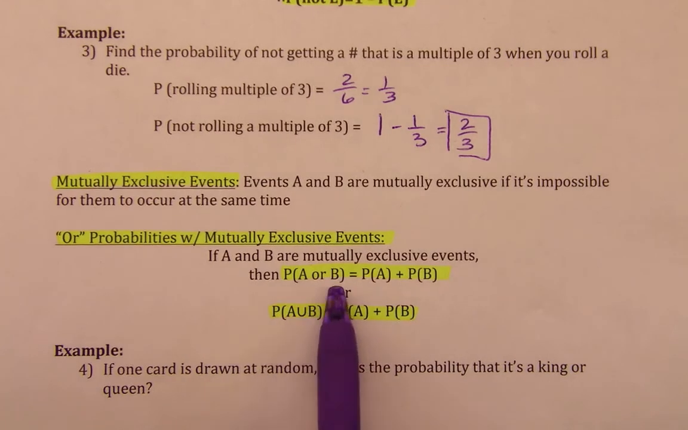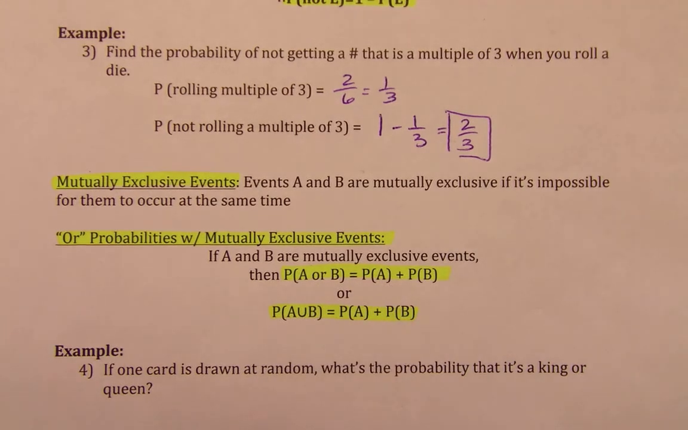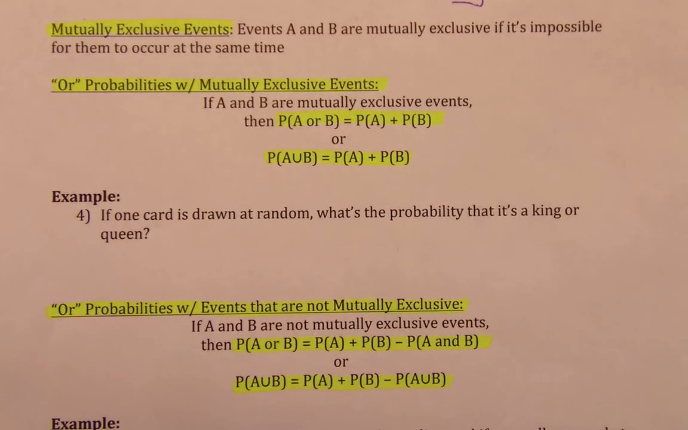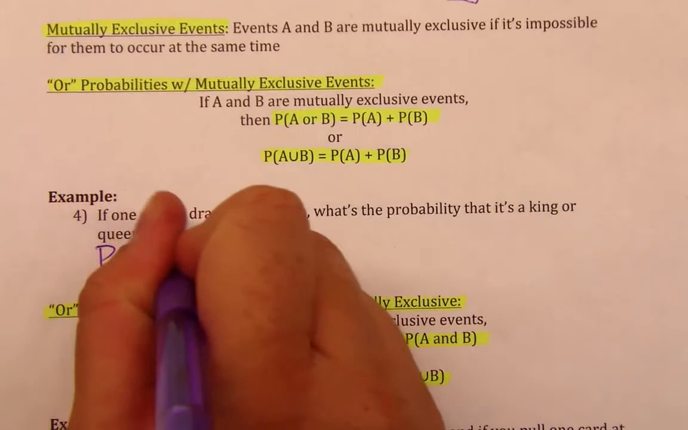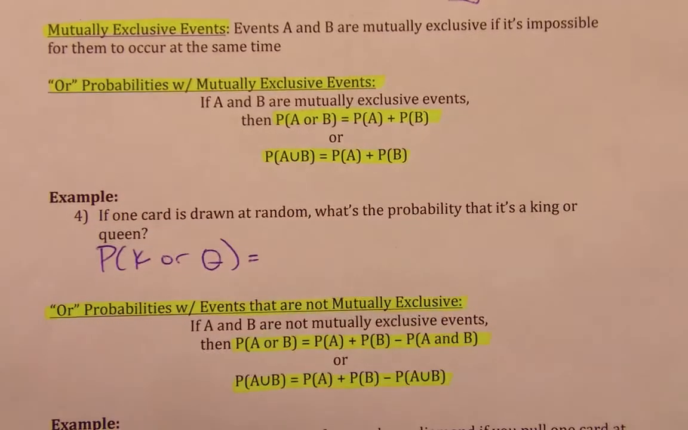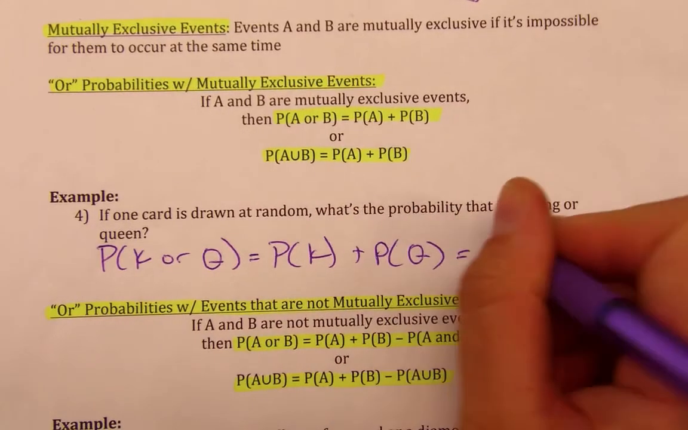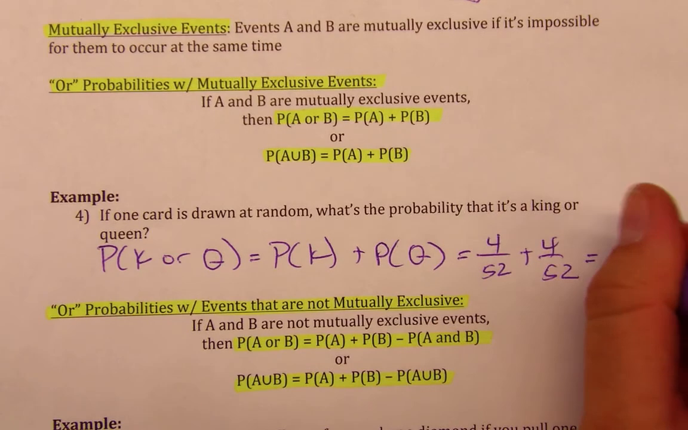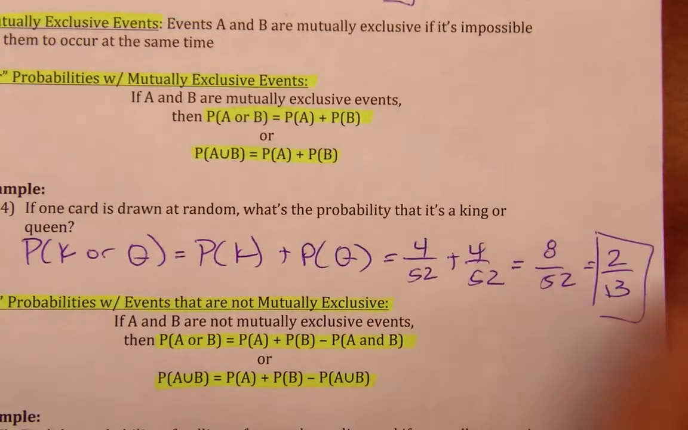Now, if A and B are mutually exclusive, so like the probability of the Lakers winning or the probability of the Clippers winning, we would just add those two probabilities together. So let's look at an example. It says, if one card is drawn at random, what is the probability that it is a king or a queen? So the probability of a king or queen, well, that would be the probability of a king plus the probability of a queen, which is 4/52 plus 4/52, which simplifies to 8/52 or 2/13.